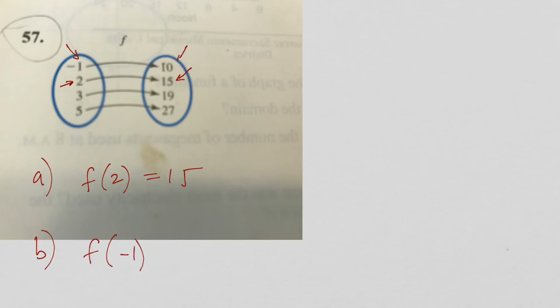Okay, part A wants f of 2. So we look for the x value of 2, and it's popping out 15. So this is 15. For part B, it wants f of negative 1. So we look at the negative 1, and it's popping out 10. So f of negative 1 is 10.